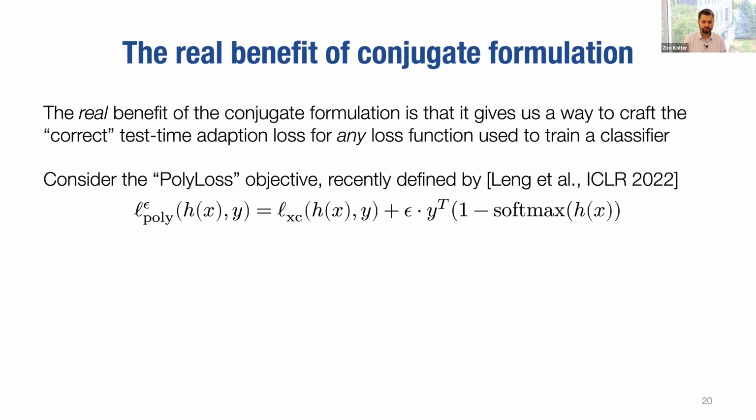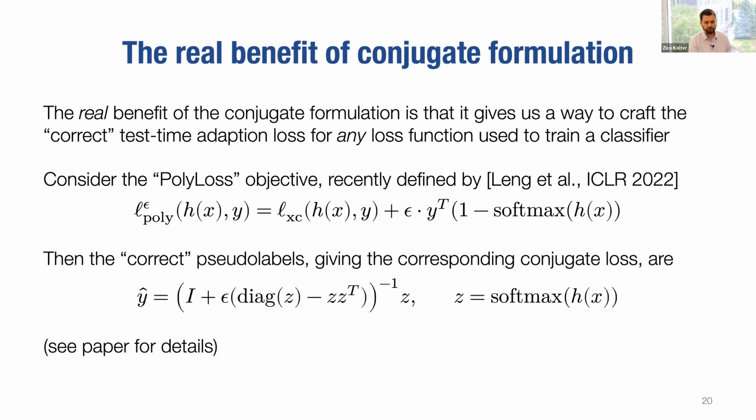In fact, just as we were doing this work, we looked at ICLR, the most recent conference, for a bunch of potential loss functions, and found one called PolyLoss. It turns out you can also write PolyLoss in a very similar form to what we had before. Using the same formulation, you can derive the right conjugate, or the right pseudolabels, to use for this PolyLoss.